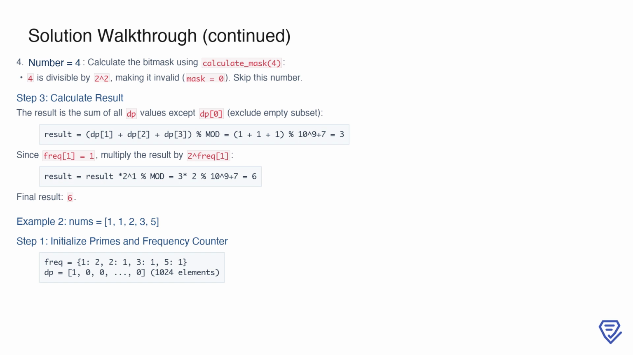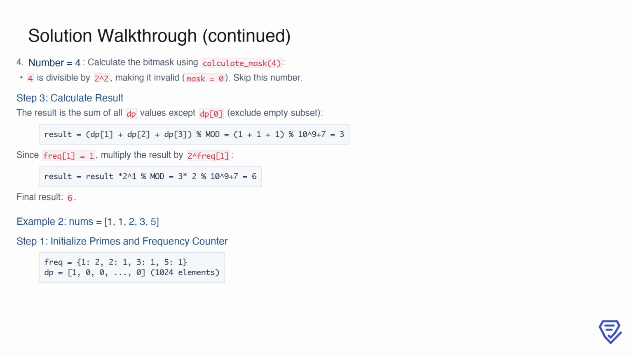The result is the sum of all dp values except dp[0], which represents the empty subset. Using the formula, result equals dp[1] + dp[2] + dp[3] % mod, which is 1 + 1 + 1 % (10^9 + 7) = 3.